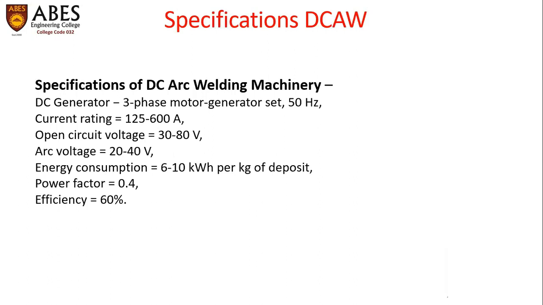The specifications for DC arc welding are: DC generator with 3-phase motor generator set and 50 Hz supply. Current rating is about 125 to 600 ampere. The open circuit voltage must be 30 to 80 volts. The arc voltage is about 20 to 40 volts. Energy consumption is about 6 to 10 kilowatt hour per kg of deposit. Power factor is about 0.4. Efficiency must be 60%.